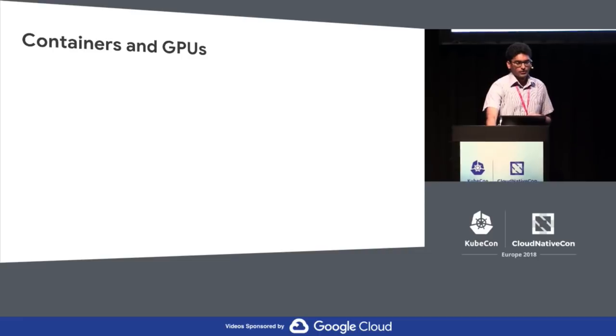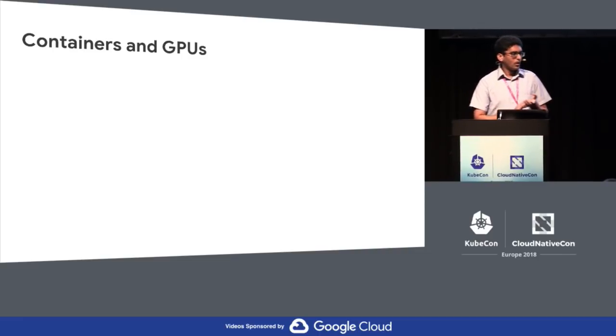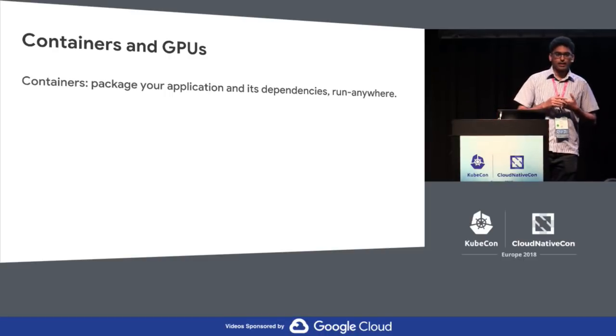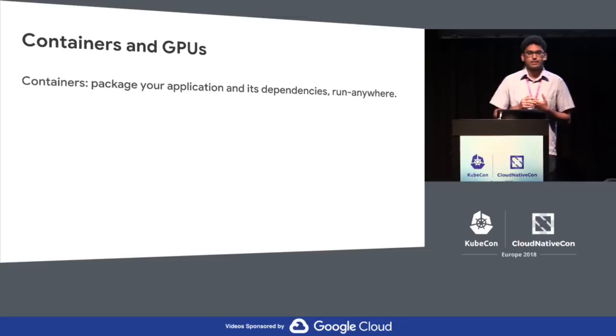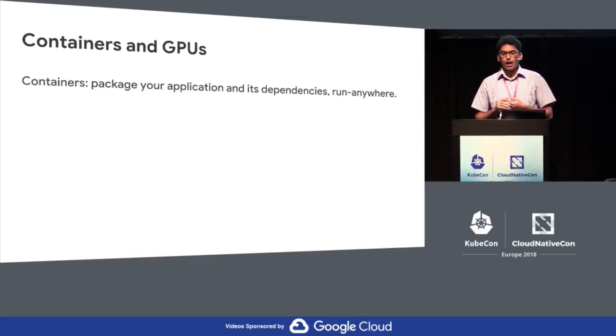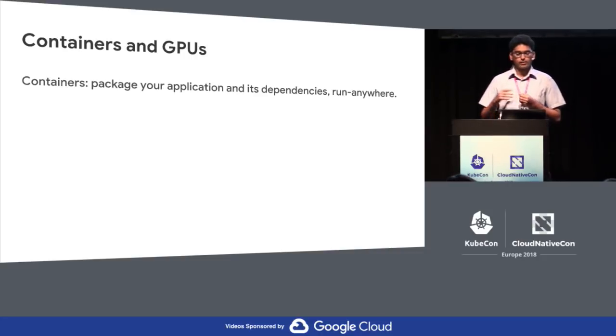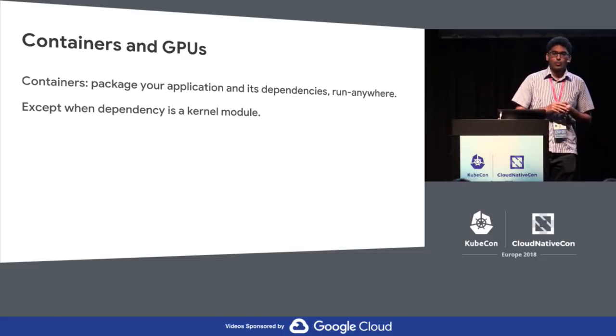OK, so containers and GPUs. One of the things which make containers great and have made them so popular is that you can package your application and all of its dependencies in a container image, and then you don't have to worry about missing dependencies or conflicts with the other applications. You can run that container image anywhere. However, this property breaks down when one of your application dependencies is a kernel module.